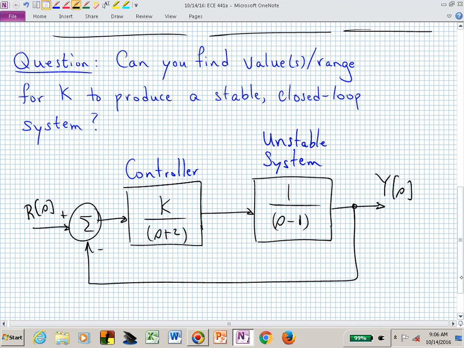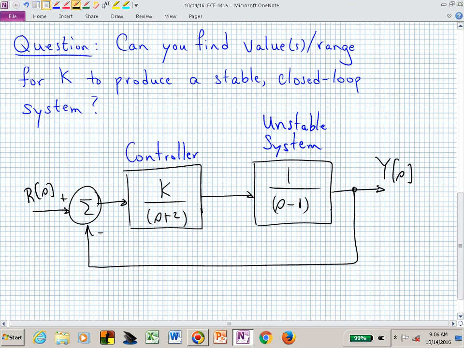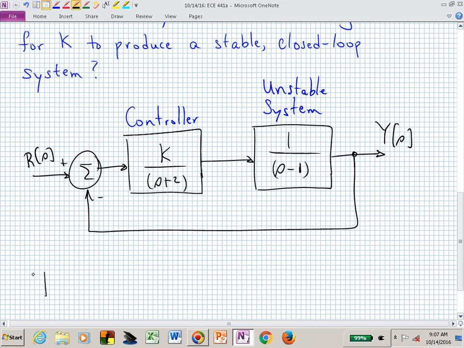And we now want to try to answer that question. Is it possible to select a gain or some range of gains in this controller that will stabilize the closed loop system? That's the question. And if we're interested in the closed loop system, what is the first thing we probably want to do? Find that closed loop system's transfer function. And that's now T of S.